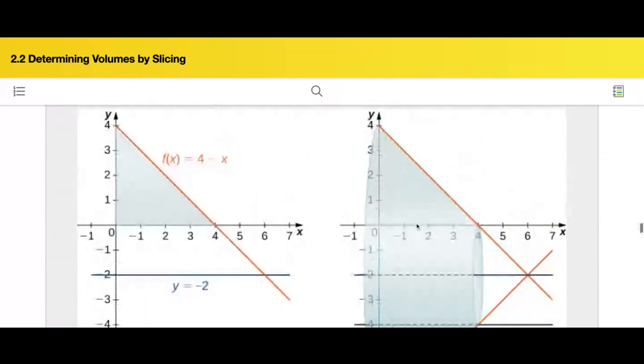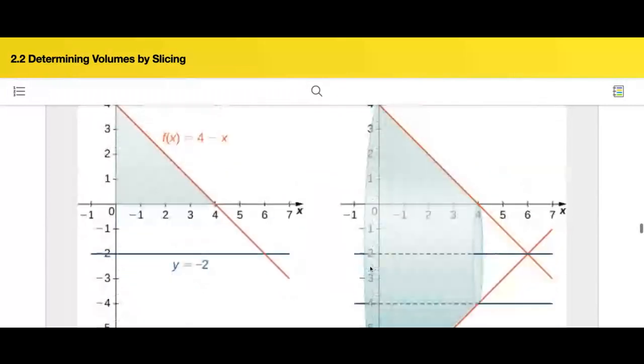So what's the volume of the outside? We're cutting from 0 to 4 on the x-axis, so we integrate from 0 to 4 with dx. And our integrand is the area of this circle. What's the area of this circle, the outside one?